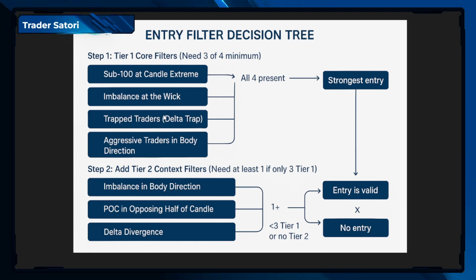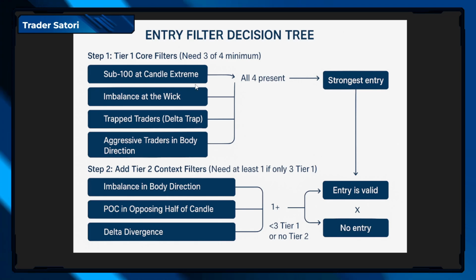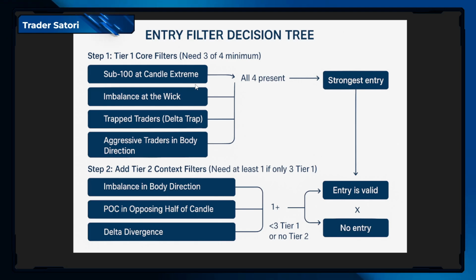If we look at number 1 at the top here, sub 100 at the candle extreme. If we're looking to sell, the buy side on the very extreme tick of the candle needs to be under 100. After that we need an imbalance at the wick. Imbalance at the wick means when we have a closed bearish candle, at the wick of the high we want to see negative delta. That shows that there are aggressive sellers getting in at the very high of the candle.